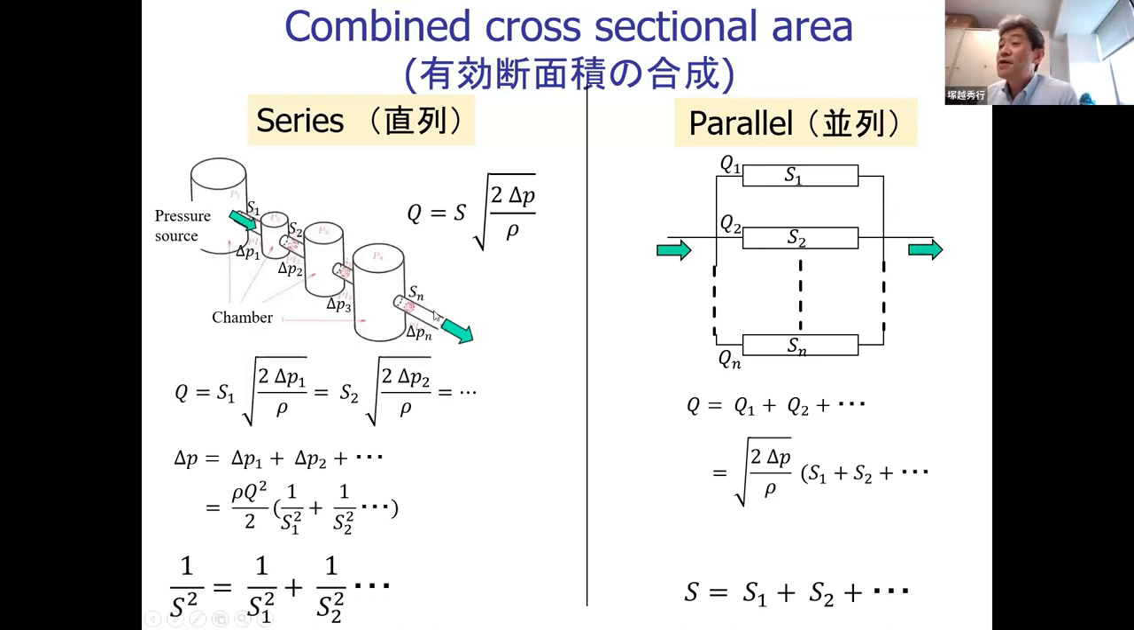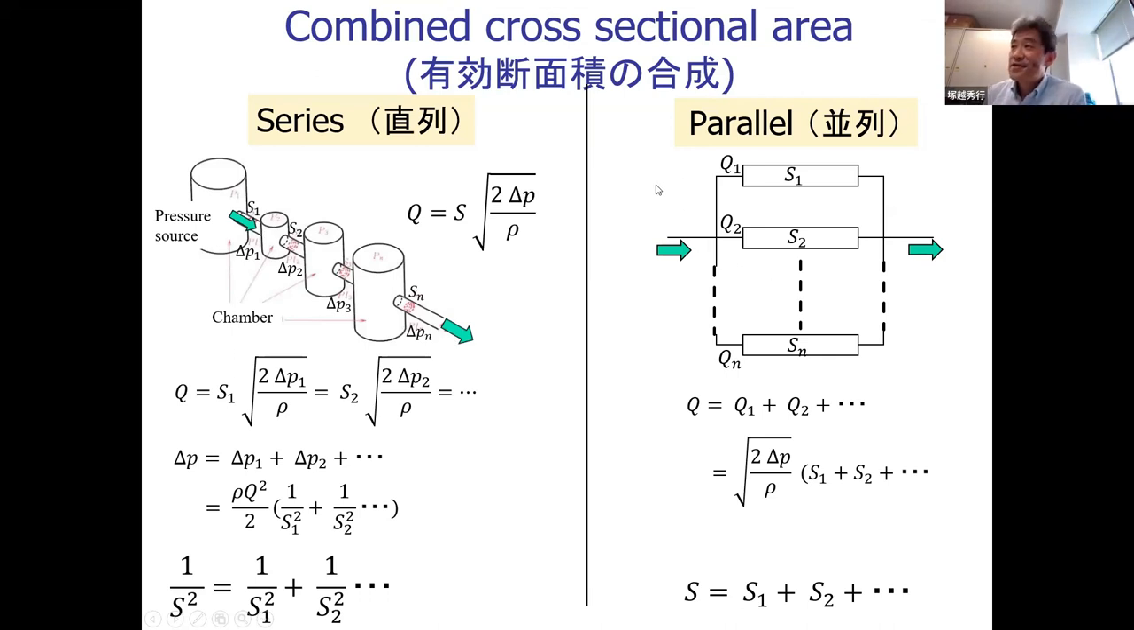So if one of the pipes becomes smaller, then the whole amount of the cross-sectional area will be decreased, even if the other part can be designed large enough. Therefore, it is important for you to design the pipes to a large enough size.